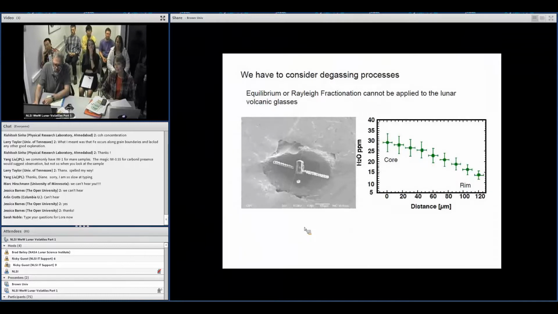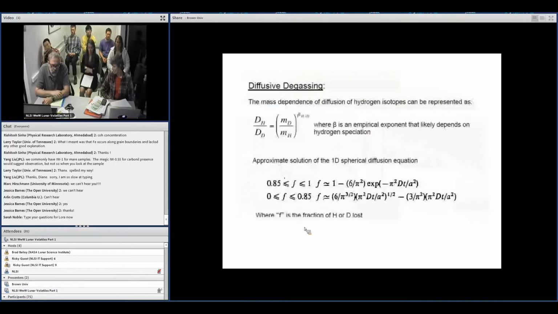So even if we consider that, we will see that we need to consider another process. So spallation is a process, and the second process is degassing. We cannot consider equilibrium degassing or Rayleigh fractionation, and we cannot consider that because if you see the composition of, for example, water on the glass bead, you see a variation with distance from the core to the rim, which indicates that it's probably kinetic degassing.